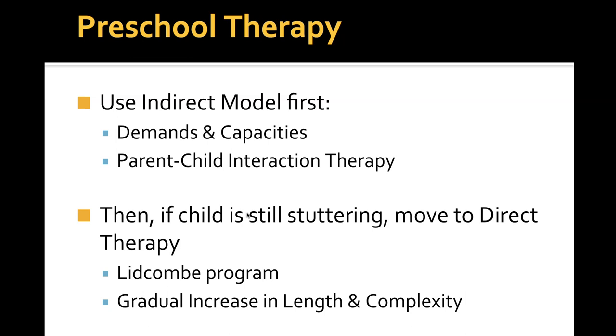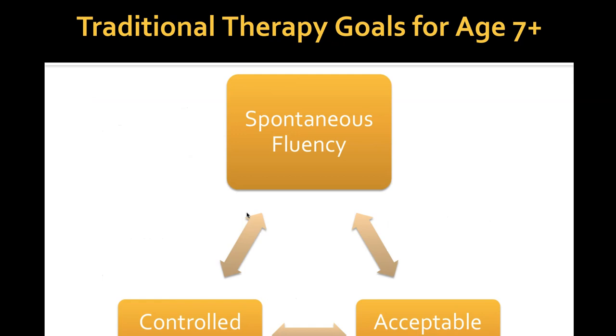And that's really the Inghams and then some other people out in California were big in the gradual increase in length and complexity, and that can be a nice way to do childhood therapy. So these are traditional therapy goals. Once that child has been stuttering, remember, for 3 or 4 years, they're probably always going to stutter.